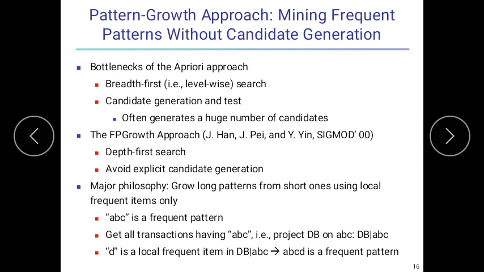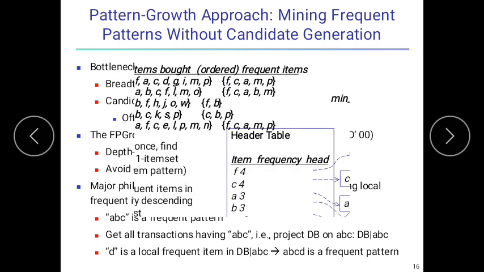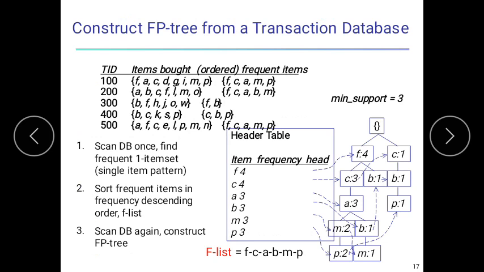So there was a pattern suggested which mines frequent patterns without candidate generation, which is called the frequent pattern growth approach. It is depth first search based and avoids explicit candidate generation. The major philosophy is to grow long patterns from short ones based on local frequent items only. So this was the concept of the FP tree growth algorithm. Let's see one example on this FP tree growth algorithm.